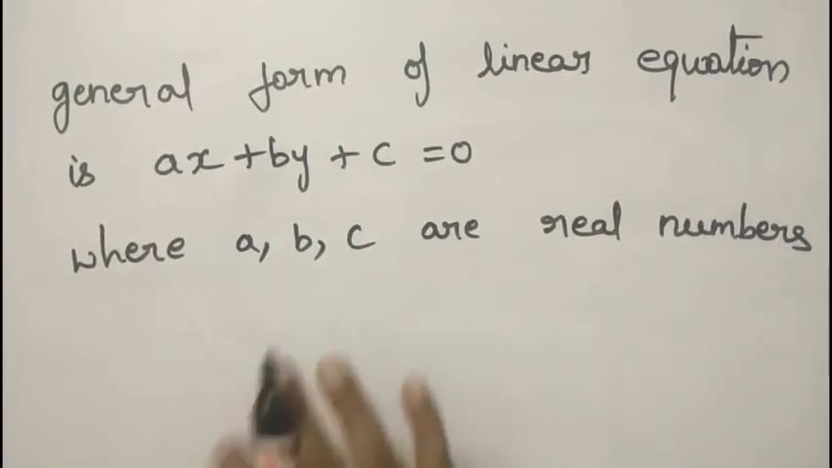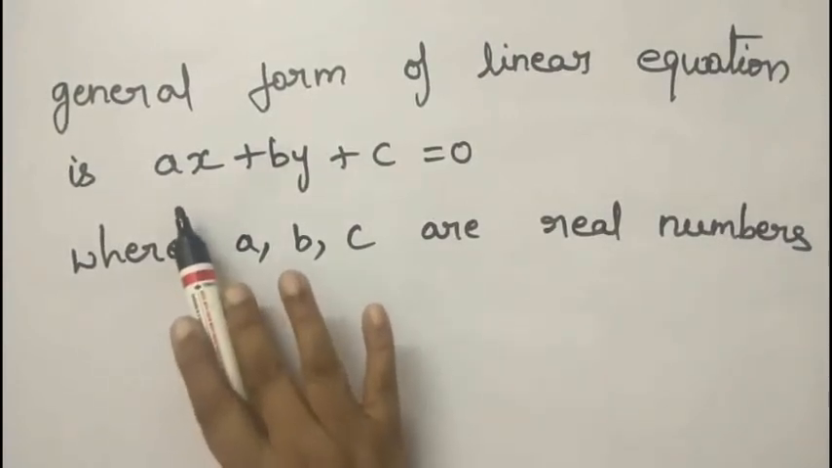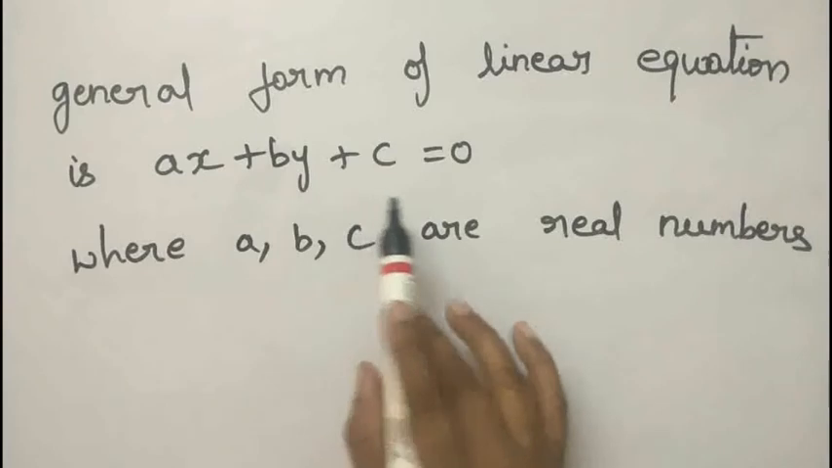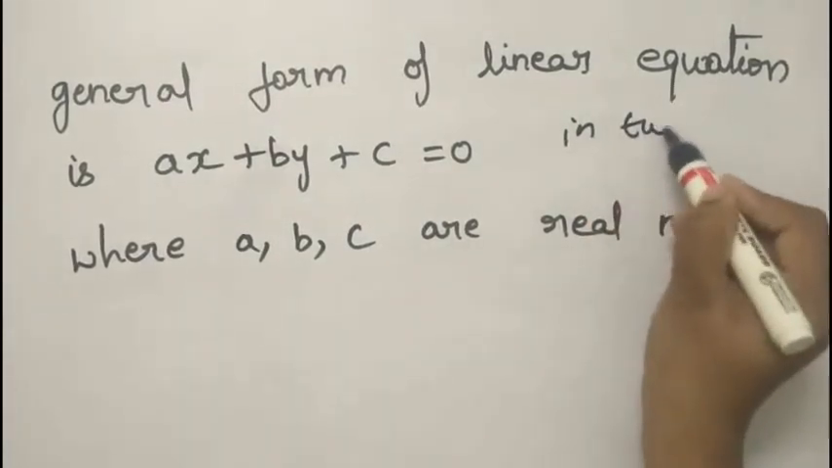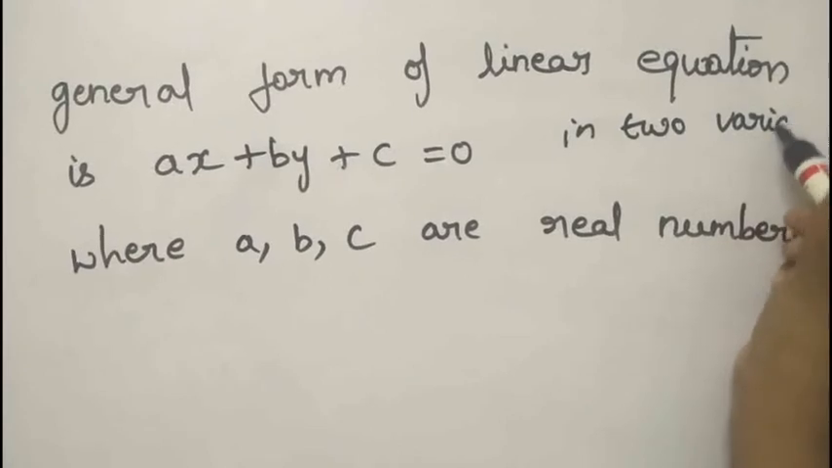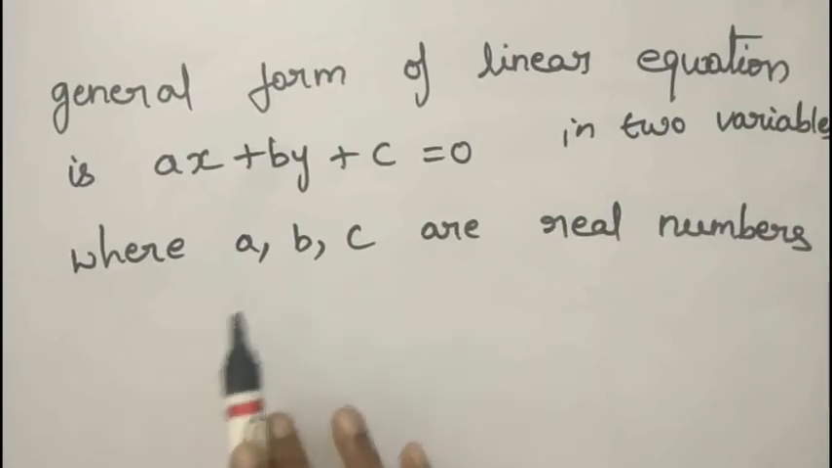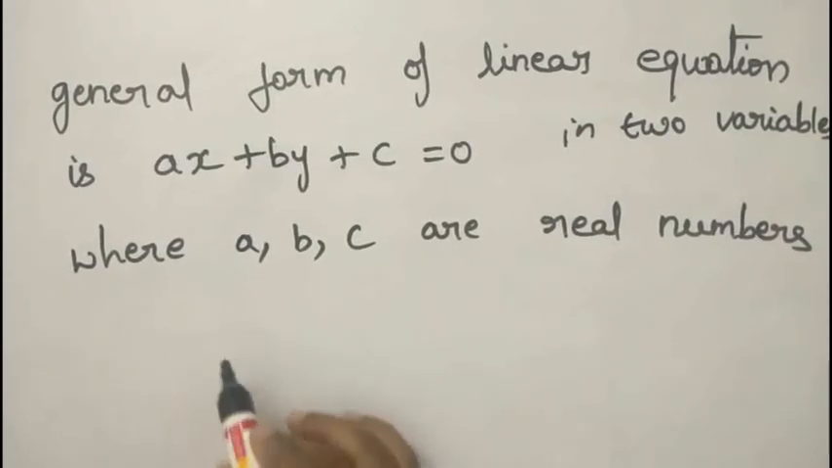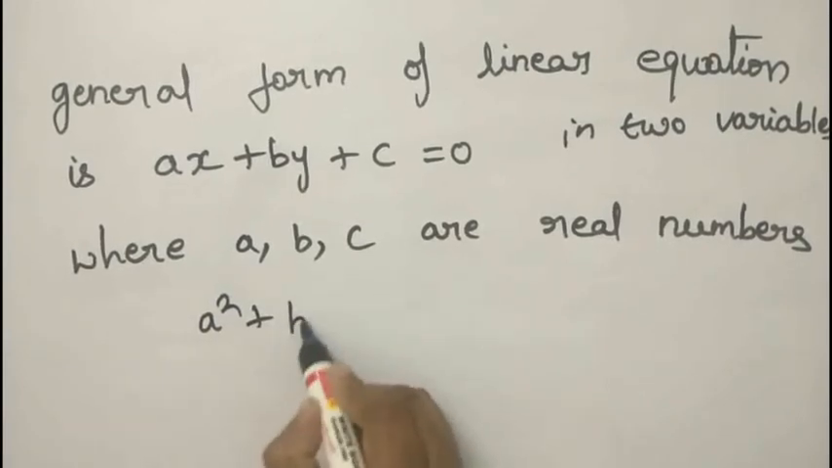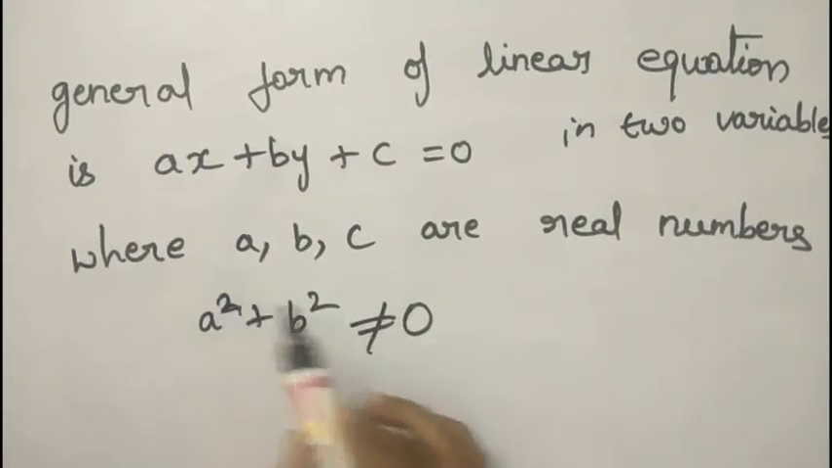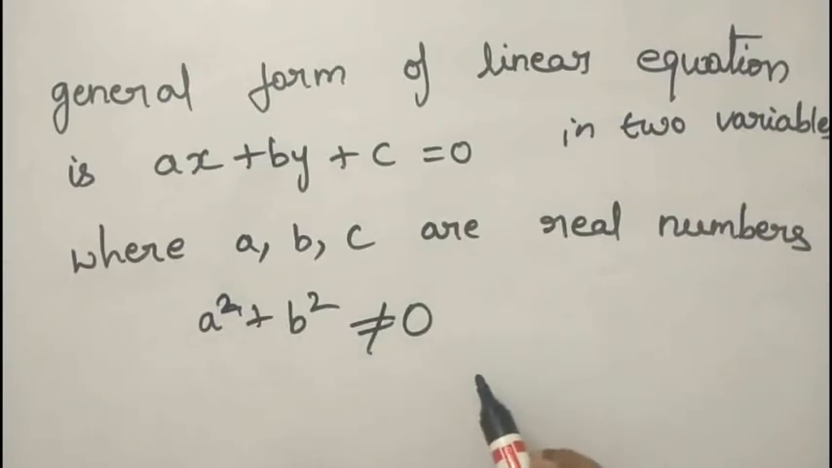Also, we studied that there should be another condition: both a and b should not be 0. Then only we can say that this is a linear equation in two variables. Both a and b should not be 0 means a square plus b square not equal to 0. I will explain this condition with an example.